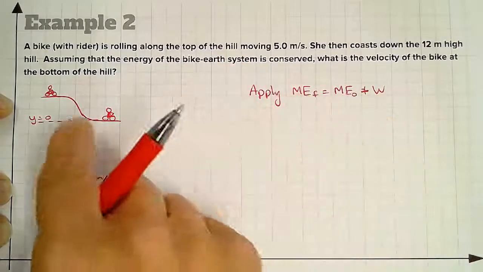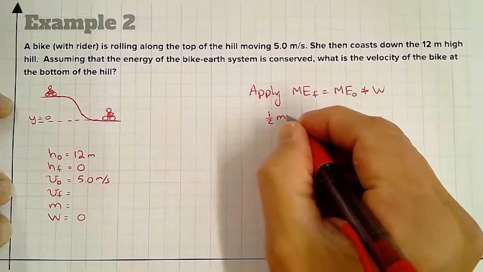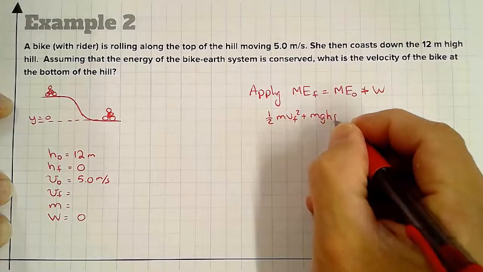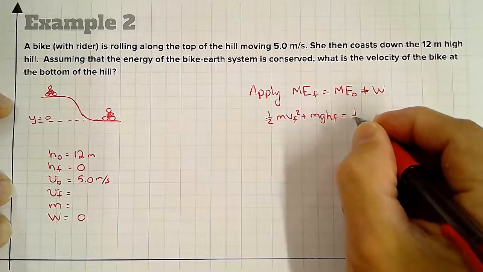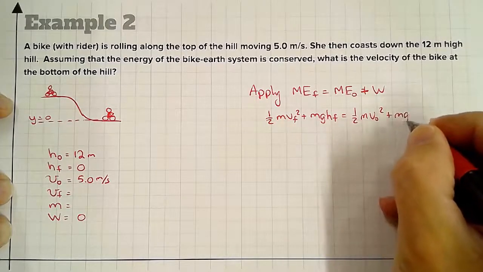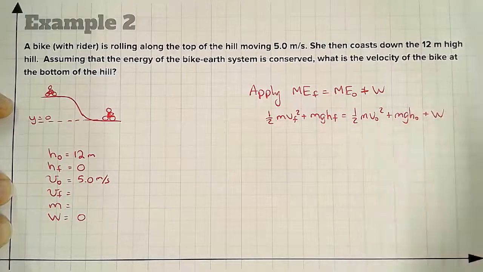When we apply that to this problem, we're going to get an expression that looks like this. 1/2 the mass times the final velocity squared plus mgh final equals 1/2 the mass times the initial velocity squared plus mg times the initial height plus any work that is done.